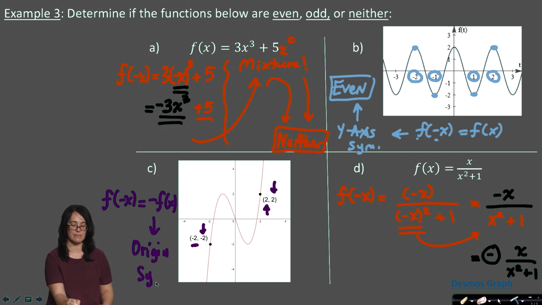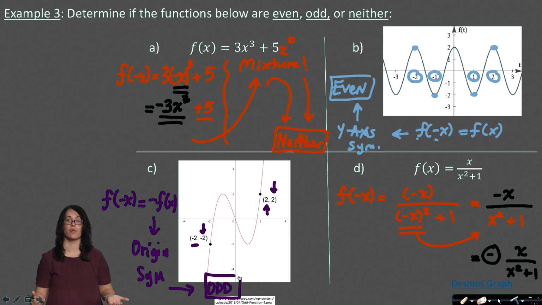And if you have origin symmetry, what kind of function do you have? Yep, you have an odd function. Again, another way to remember which one's odd or even, remember the snake, y equals x cubed, right? That has origin symmetry, and its power is odd for that polynomial.